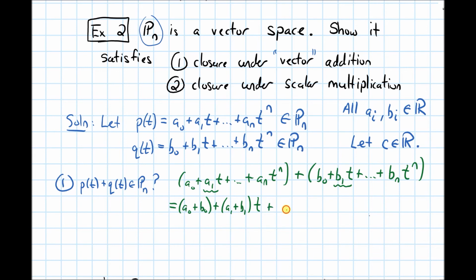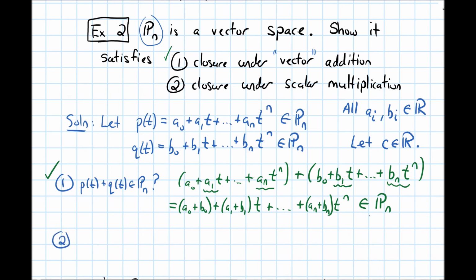And if I keep going like this, finally I can look at the terms that have a t to the n. And if I factor out the t to the n from those 2 terms, the coefficient is going to be an plus bn. So when I add 2 polynomials, it ends up looking like this. But this is still a polynomial of degree at most n. So this is still in Pn, which means property number 1, closure under vector addition, holds. This is satisfied.